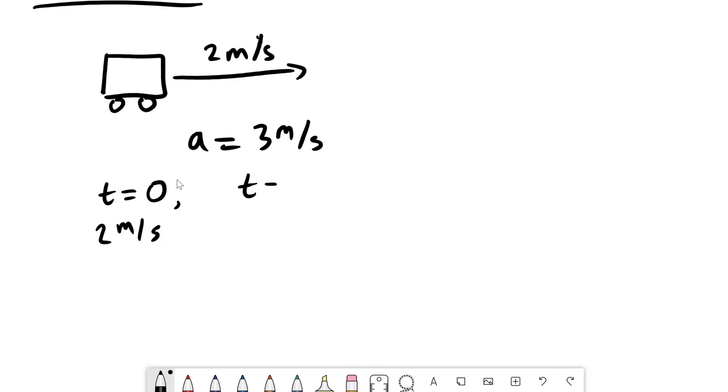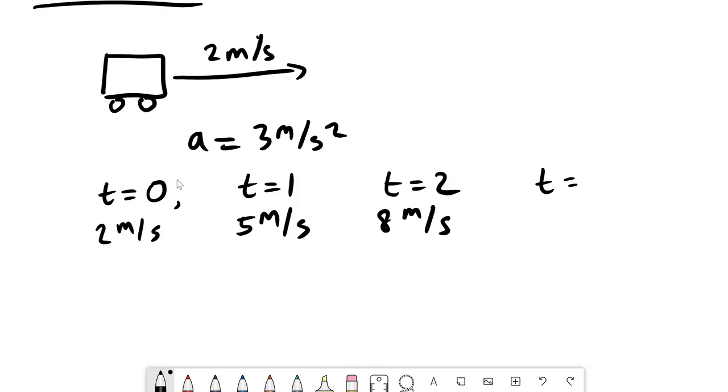What happens at t equals 1? Remember, every second it's increasing the velocity by the acceleration. So that means it should be 2 plus 3 meters per second, or 5 meters per second, right? At t equals 2, it should keep increasing its velocity. So that's 8 meters per second, right? Every second it's increasing by 3 meters per second. And so on. So then we get 11, and these are all in seconds.